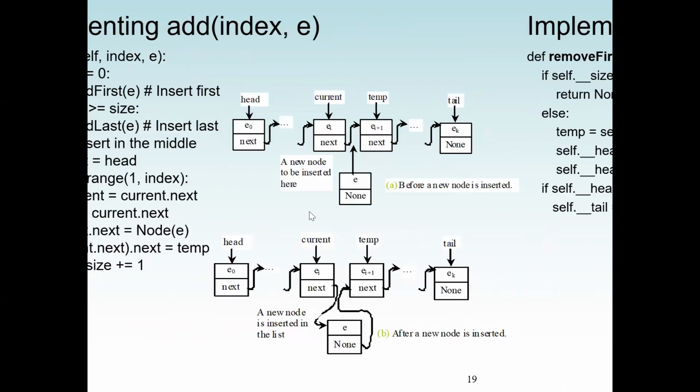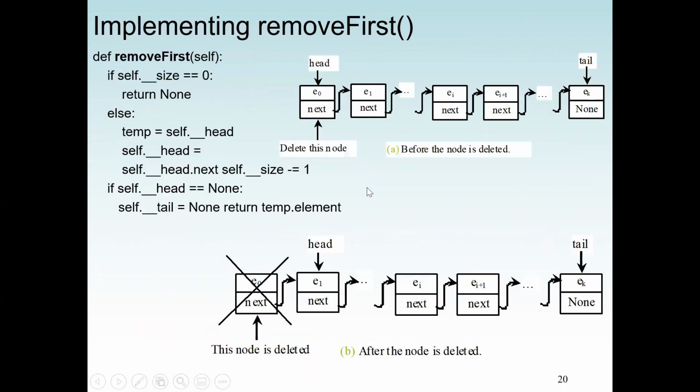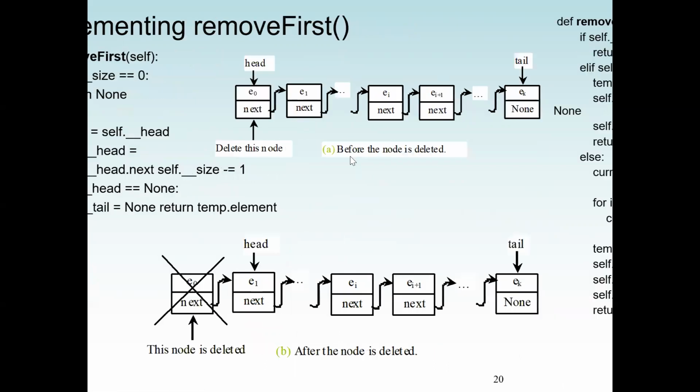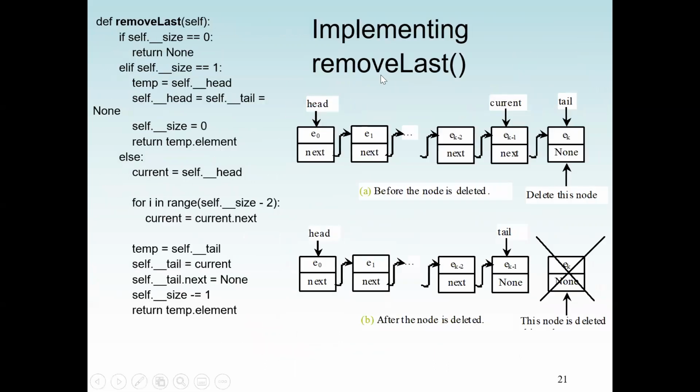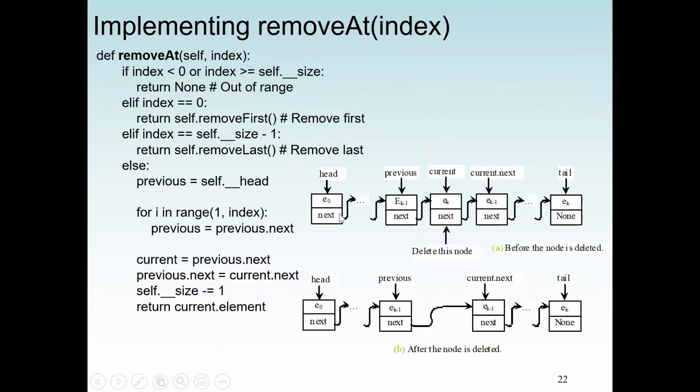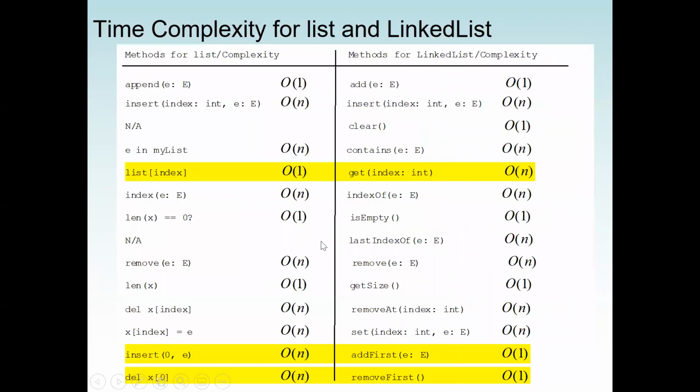We also had remove first. We are going to remove the first item in the linked list. Then remove last, we remove the last item in the linked list. With a linked list, everything is on the pointers. We have to do pointer operations. And remove at. Now the time complexity for list and linked list is almost the same except for a few.